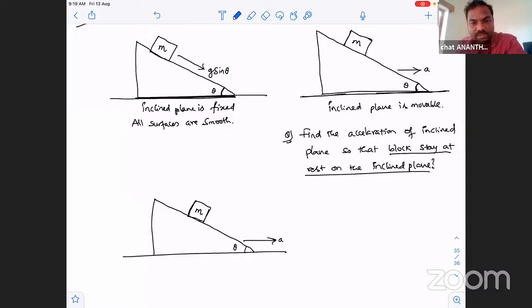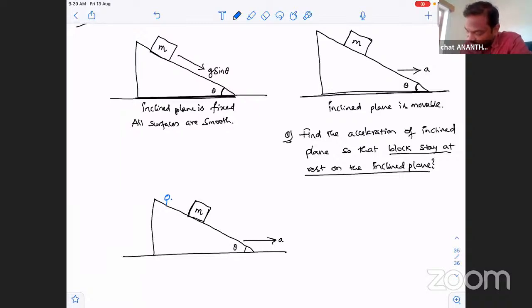If you see from the ground, then the block will accelerate forward. Since the inclined plane accelerates, the block also accelerates. Okay? That is a little imaginary; if you can imagine, it will be easy.